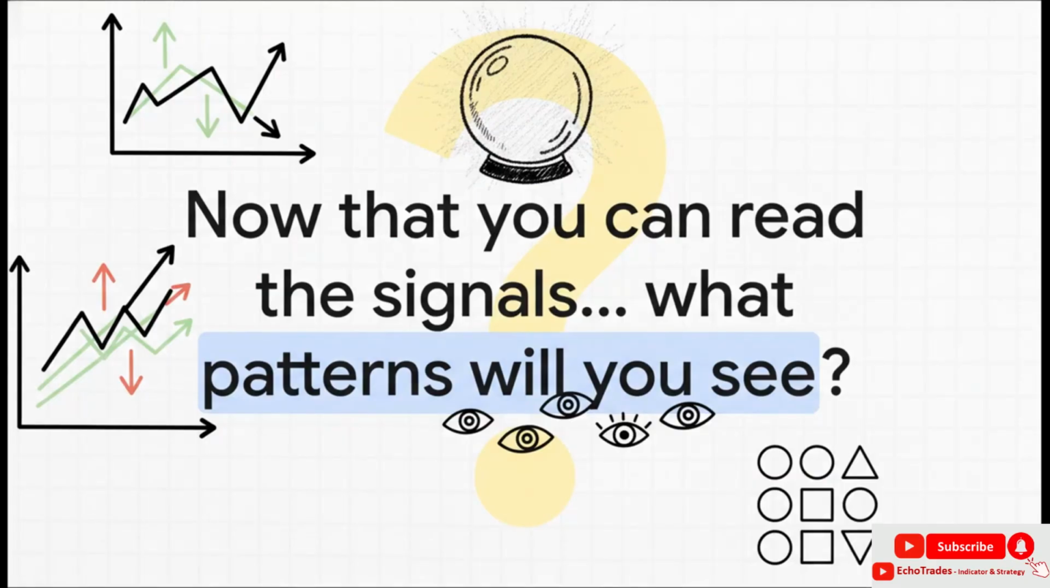So in the end, these squiggly lines on your screen, they're not a magic crystal ball. They're a language. They give you a way to read the story the market is telling, to see the collective psychology of buyers and sellers in real time, and to spot these high-probability patterns before they fully play out. So the only question left is, now that you know how to read the signals, what are you going to start seeing on the charts?